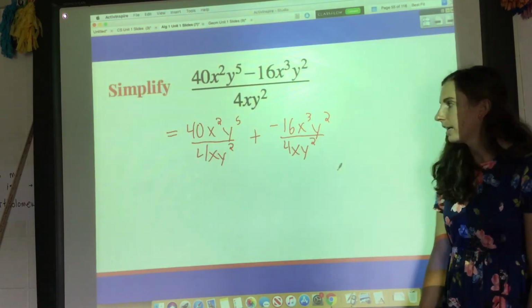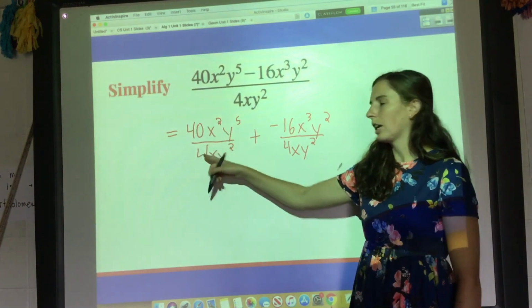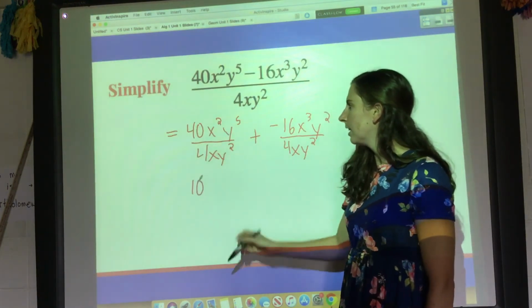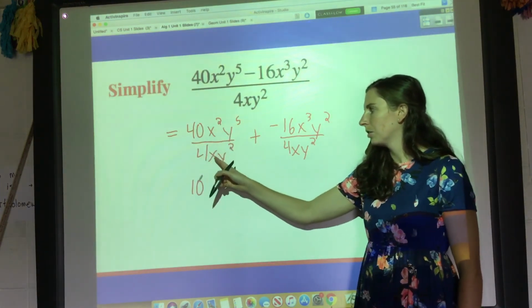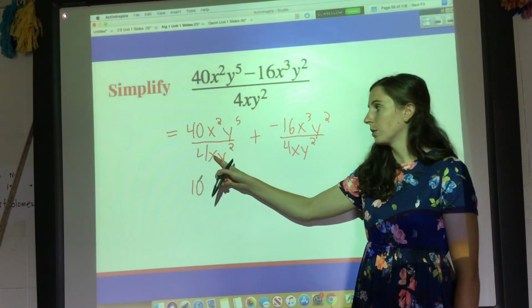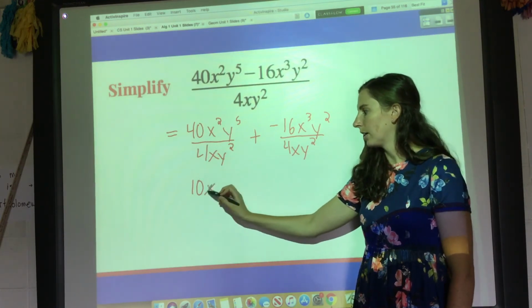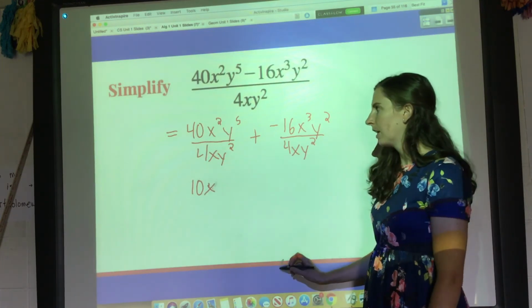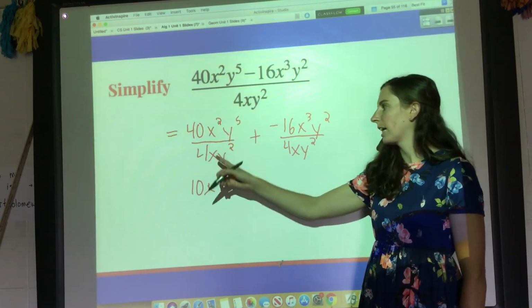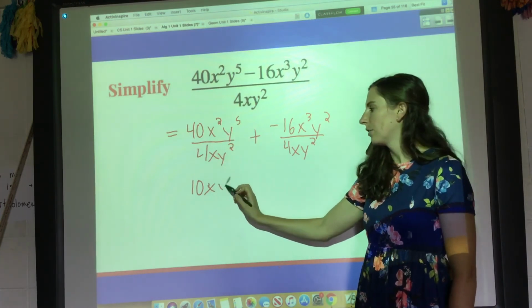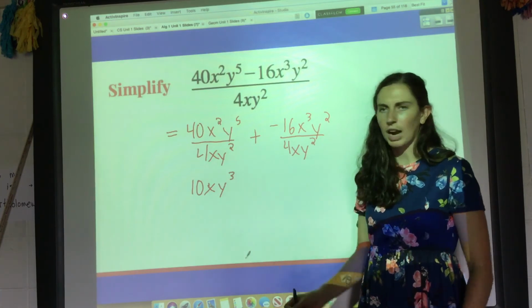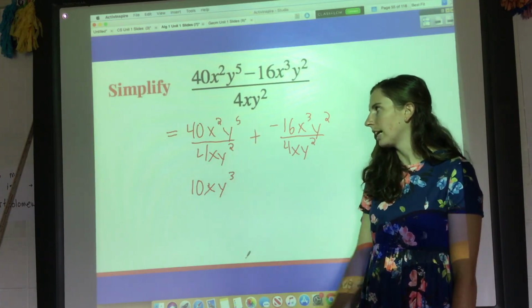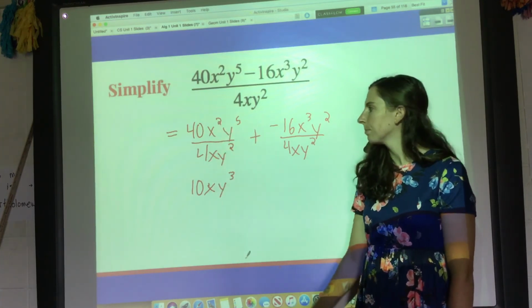And now let's see what we can cancel. 40 divided by 4 is 10. X squared, cancel out one of those x's, leaves you with just 1x. And if you have 5 y's but cancel out 2 of them, you're left with 3. Again, I'm just subtracting here. 5 minus 2 is 3. 2 minus 1 is 1.